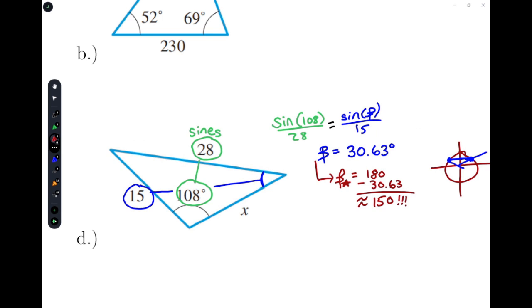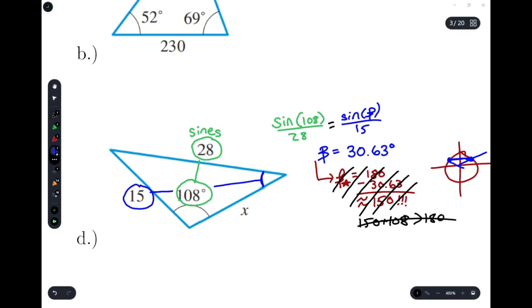What's interesting about beta star? If you take 150, and then you add 108, that's more than 180. That's not even close, right? This is not even in the field of rationality because 150 plus 108 is way bigger than 180. It's not just bigger, it's out of the ball field. So what if it's the answer? What if it's allowed?